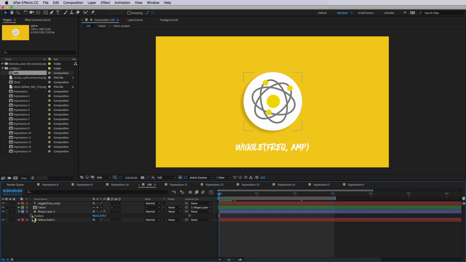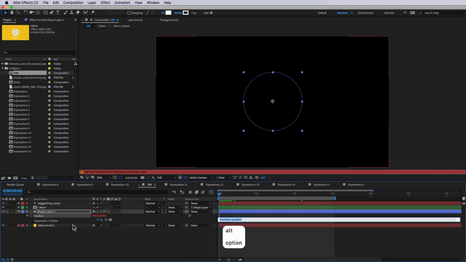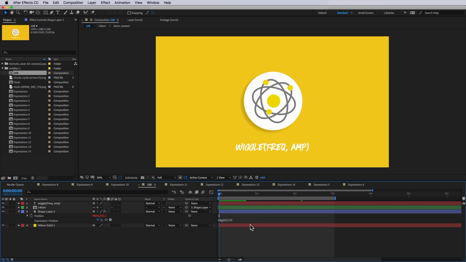Now, if we put these two numbers together, we can see the effect playing out. Now, you can mess around with either of those two settings, and now you can see the difference that it makes to the wiggle expression control.